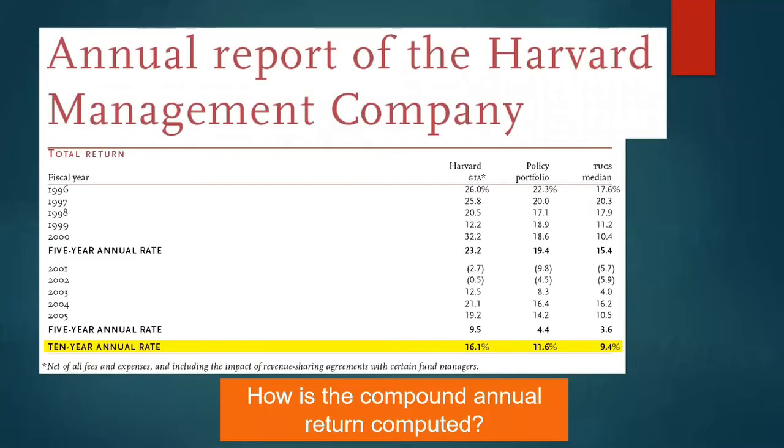Now let's look at an example of how you compute CAGR in practice. Every year, Harvard Endowment publishes their annual report that shows their CAGR of different portfolios. In this report, they published their 5-year annual rate and 10-year annual rate, and how their returns compare with other benchmark returns. Let's take a look at how Harvard Endowment computed the 10-year annual rate of 16.1%.